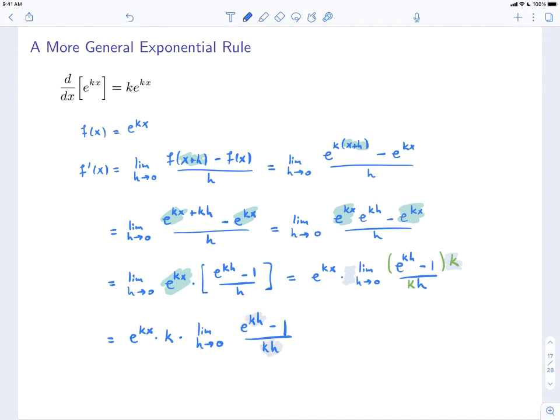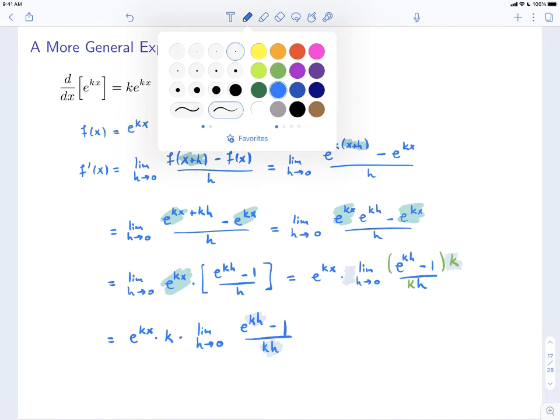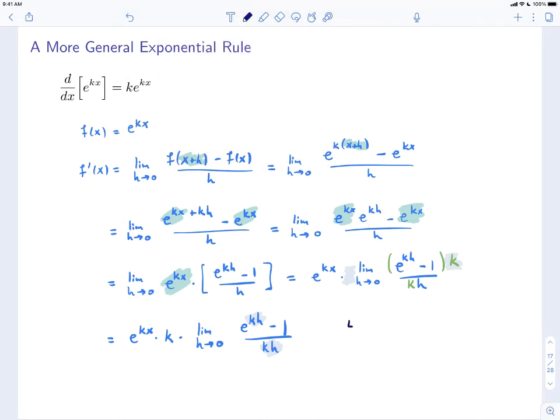Let me just make a little bit of a substitution here. So what I want to do is write, let u equal k times h. Then u goes to 0 when h goes to 0. So why is this helpful at all? So this becomes e to the kx times k times the limit. Well, instead of h going to 0, I'm going to write this as u goes to 0, of e to the u minus 1 over u.